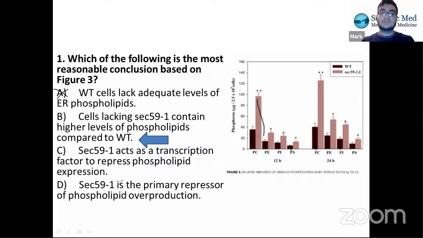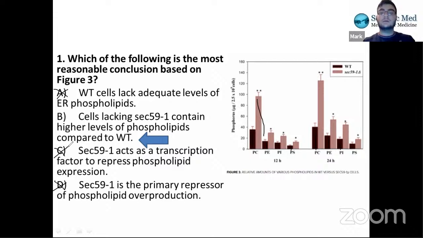But for both of these, it's a plausible explanation, but you don't know that. That's one possible answer, and you'd have to do way more testing to find out. For D, it's the primary repressor of phospholipid overproduction. Well, how do you know there's not others? How do you know it even is a repressor of phospholipid overproduction? You don't know enough information to say that. Same thing for C: Sec59 acts as a transcription factor to repress it. You don't know that it's a transcription factor. You don't know its mechanism of action. You just know that when you get rid of it, you have more. But you don't know how or why, just based on this graph. So while C and D are plausible, they're not exactly the right answer.